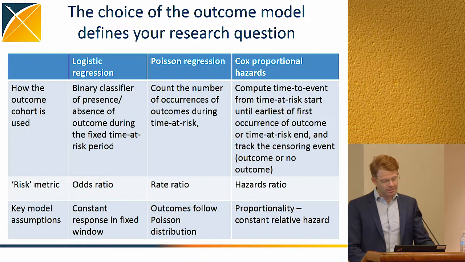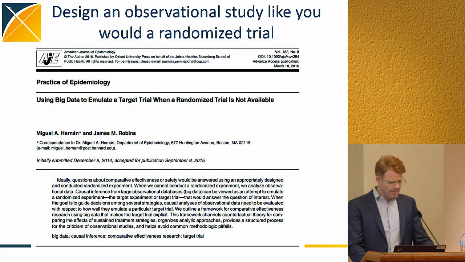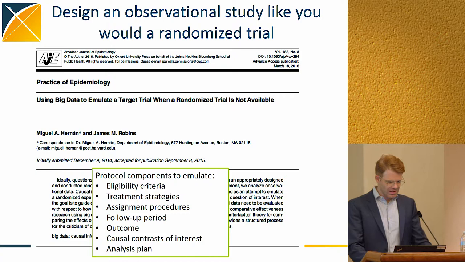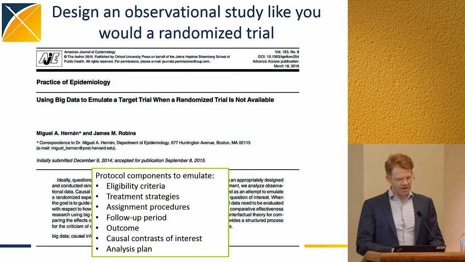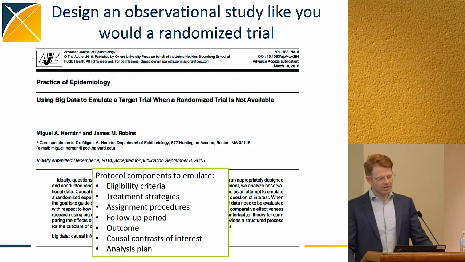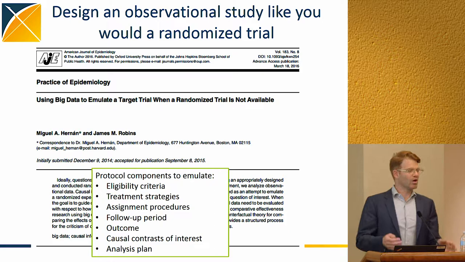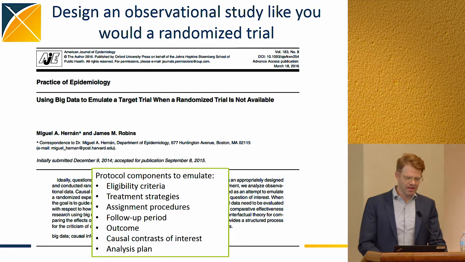I think just to wrap up, this is a paper written by Miguel Hernan and Jamie Robbins that are pushing the idea that you should design observational studies the way that you would design a trial. And this was covered yesterday in the plenary talk. What goes into a trial? You think about eligibility criteria, treatment strategies, assignment procedures like coin flipping, and follow-up periods. These are analogous concepts that have analogs in observational settings. Eligibility criteria is your cohort definition, and your follow-up period might be how long you are in that cohort. In an analysis plan, there are analogs too, and you want to try to emulate it as much as possible, and that's what cohort method is trying to do.